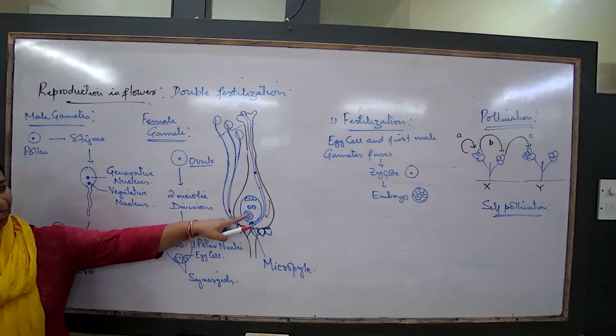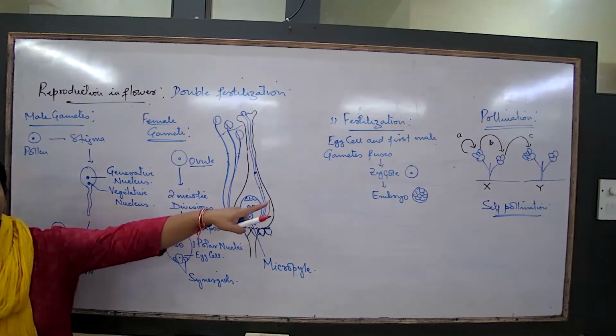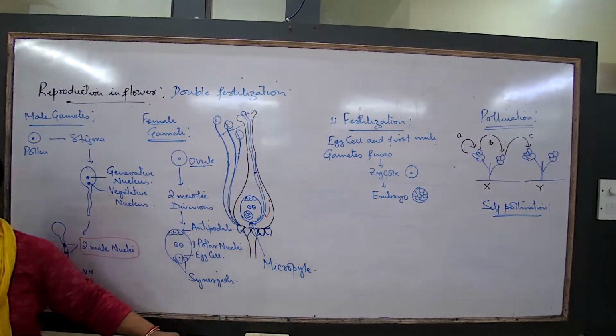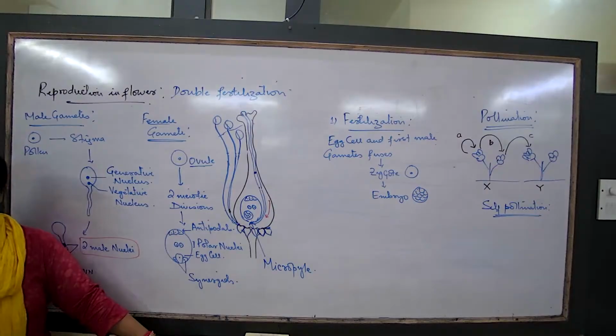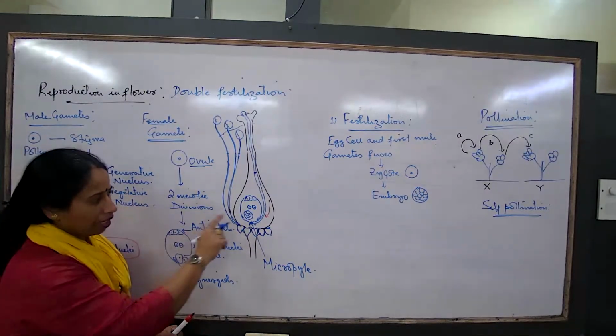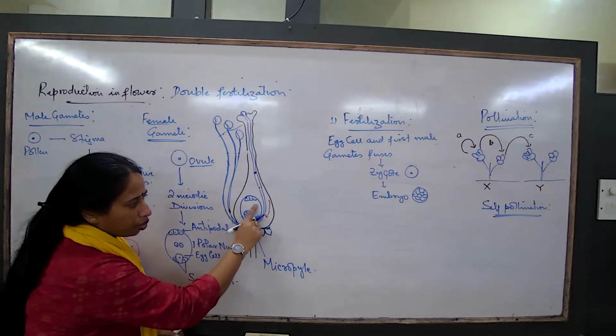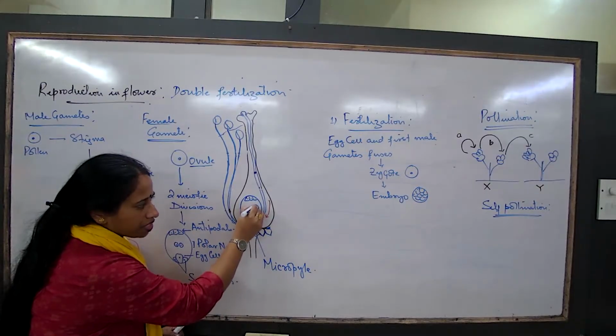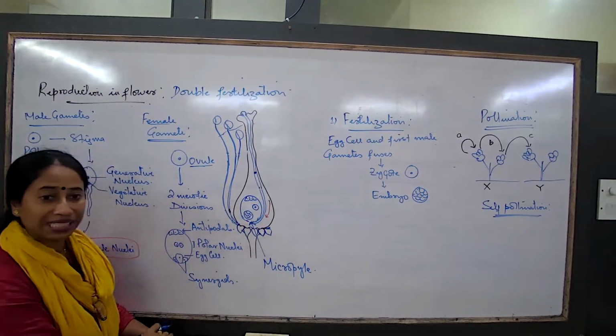What is this multicellular structure now known as? Embryo. What is the difference between zygote and embryo? Zygote is a single cell. Embryo is a multicellular structure. So by the time this embryo is forming, these two polar nuclei fuse together, resulting in the formation of a single cell.